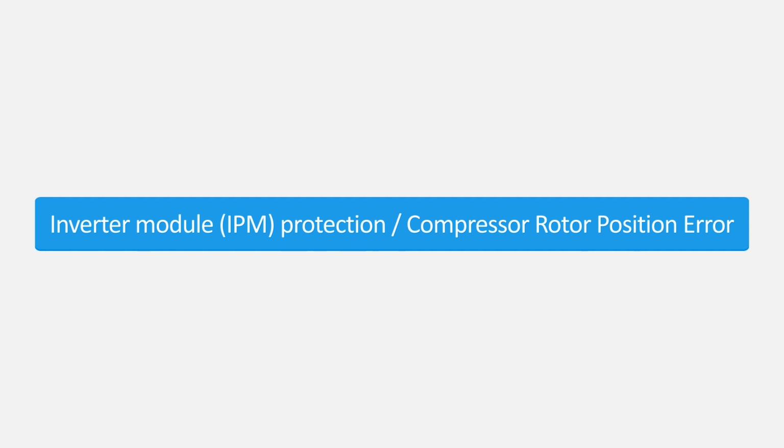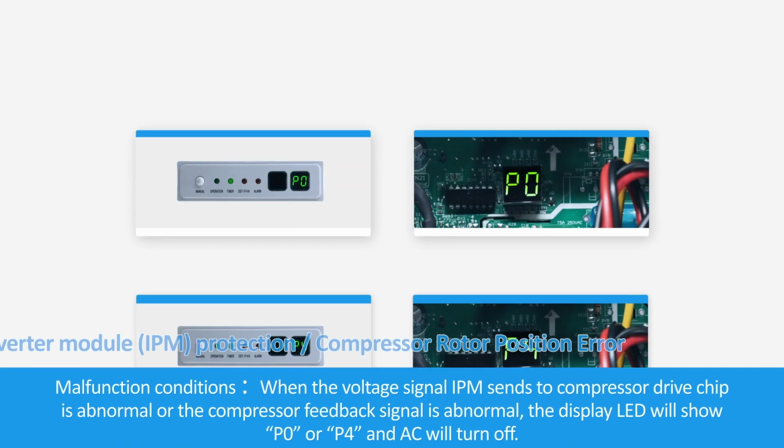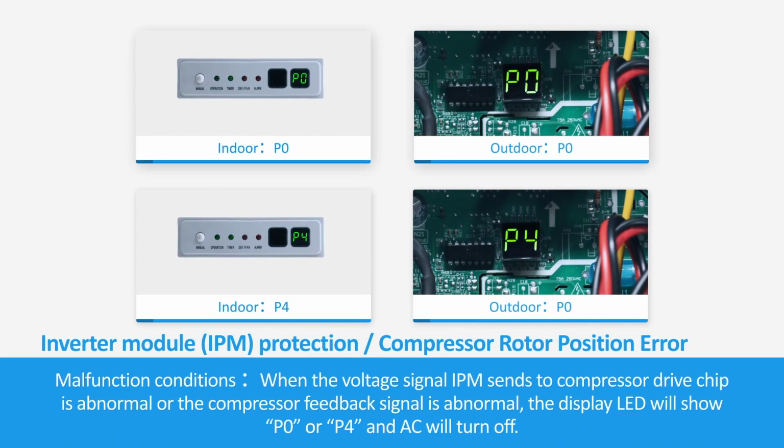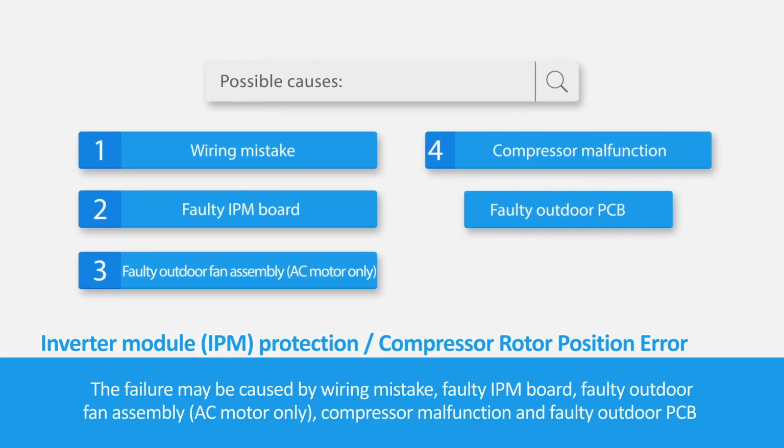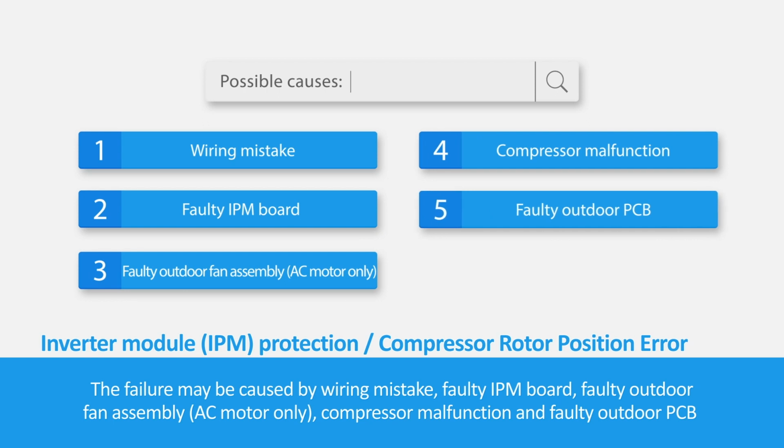Inverter module, IPM protection. Compressor rotor position error. Malfunction conditions: when the voltage signal IPM sends to the compressor drive chip is abnormal or the compressor feedback signal is abnormal, the display LED will show P0 or P4 and the AC will turn off. The failure may be caused by a wiring mistake, faulty IPM board, faulty outdoor fan assembly (AC motor only), compressor malfunction, and faulty outdoor PCB.